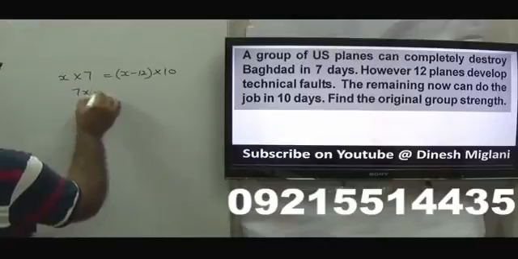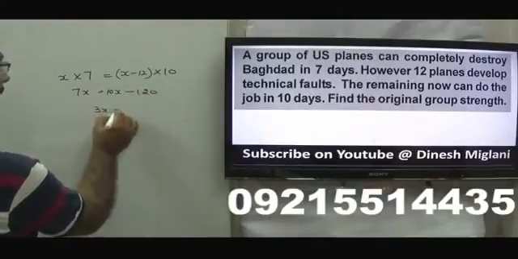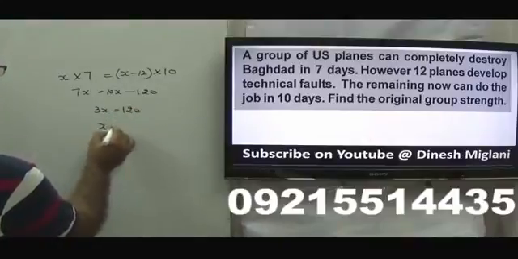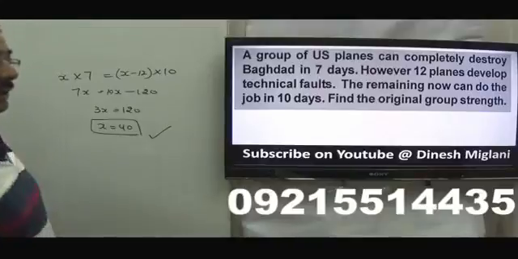That would be 7X equal to 10X minus 120, or else I can say 3X equal to 120, or X equal to 40. Here I can simply say that the original strength of the group is equal to 40. 40 is my answer.